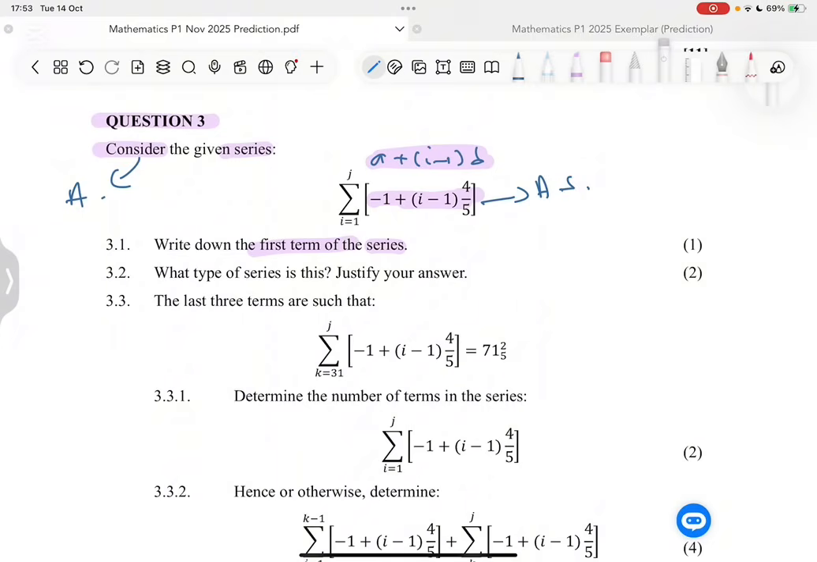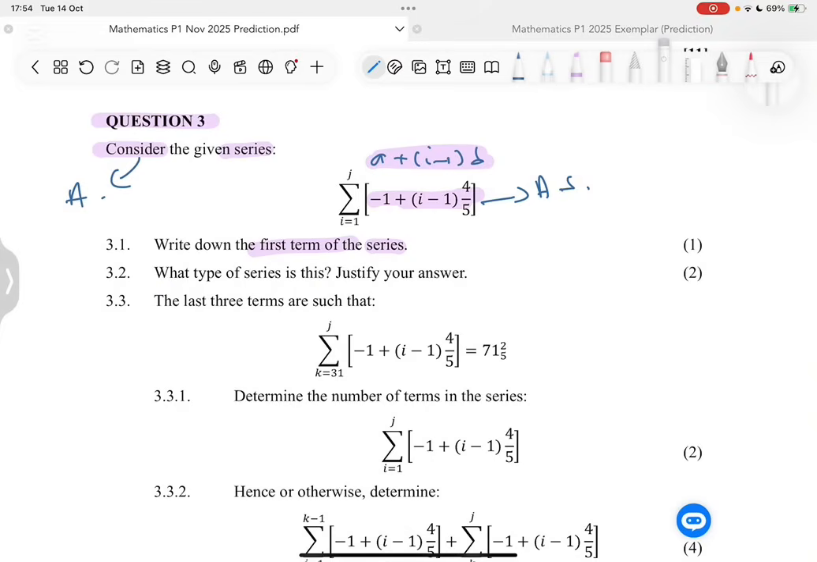Now, the question that follows, 3.3, says the last 3 terms are such that we have the sigma notation of the same general formula, and it's giving us 71 2/5. But now the thing here is that we start at k equals 31 and we end at j again. So from k equals 31 to j, even if you don't know what j is, the last term would be there. We know that this is the sum of the last three terms. In other words, they took the last three terms and added them and got this number here. Very important to notice that.